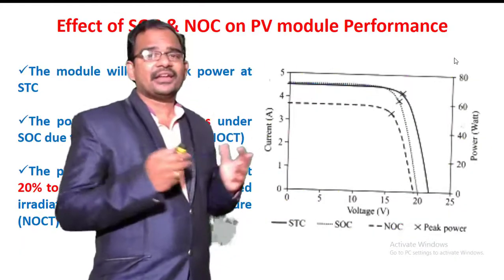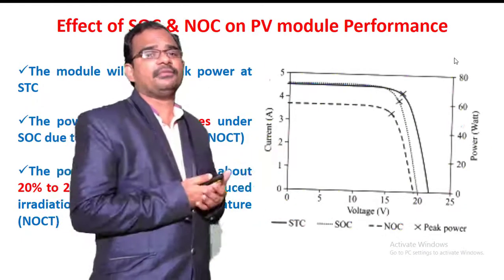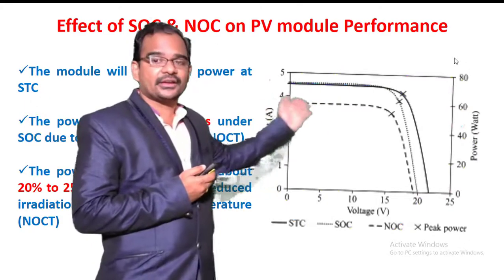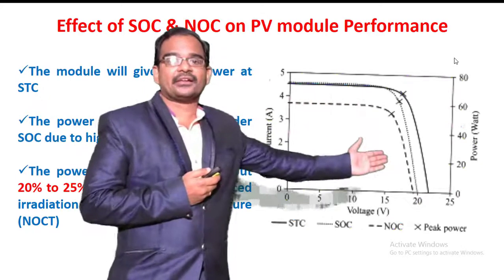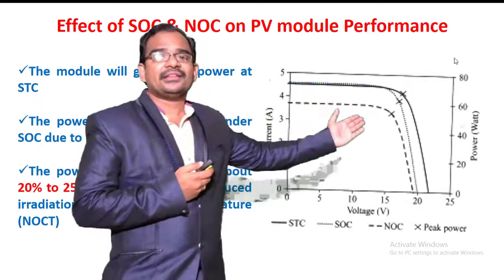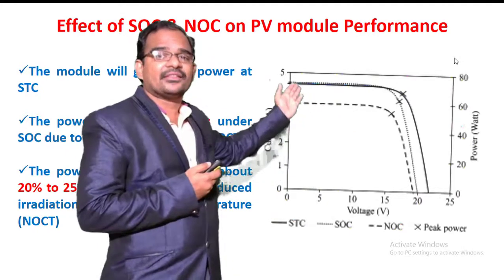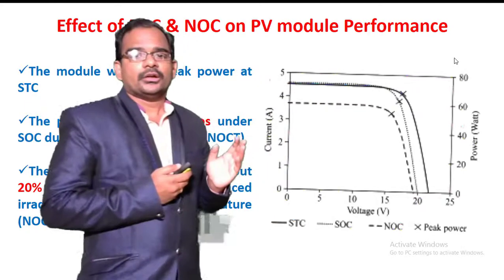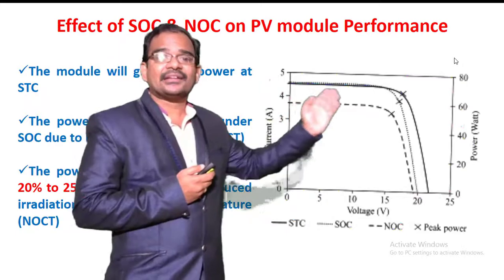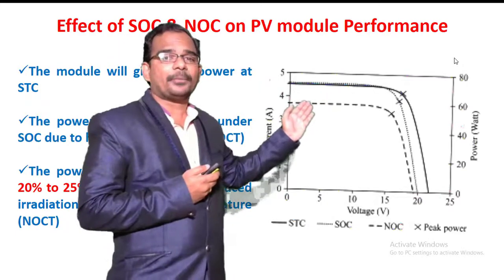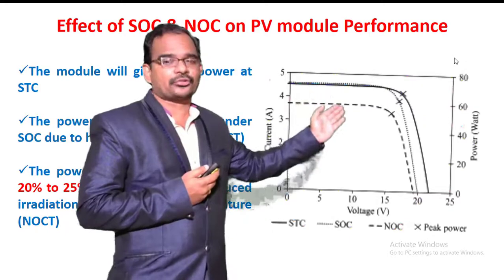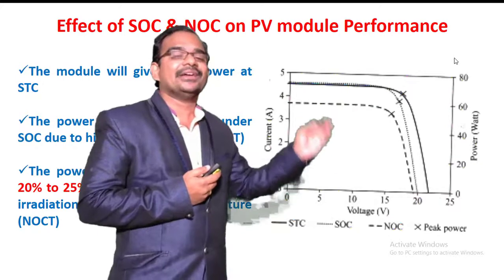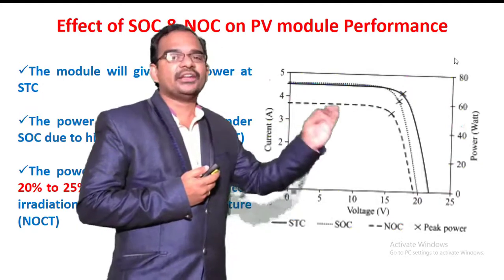Now let's see the effect of this SOC and NOC on the performance of a PV module. So the module will give peak power at STC. You can see in the graph the black color solid line, and that solid line is the IV characteristics of a PV module which is drawn at STC, that is at 1000 watt per meter square and 25 degrees centigrade. Now the power output decreases under SOC, that is standard operating conditions, due to the higher temperature called NOCT, normal operating cell temperature. What is this normal operating cell temperature? It lies in between 42 degrees centigrade and 50 degrees centigrade.